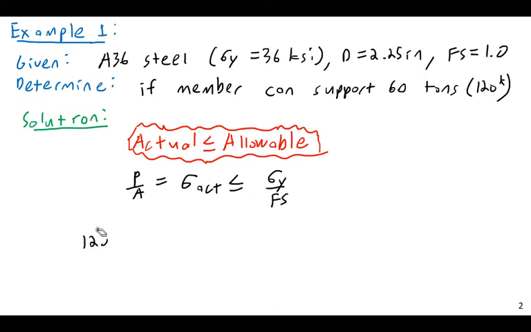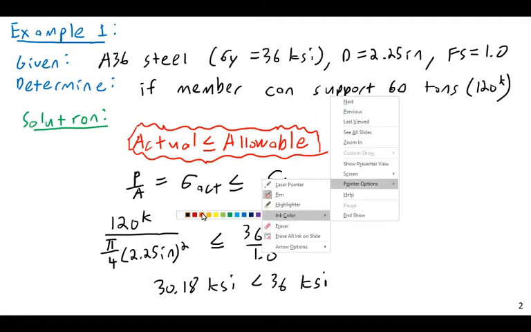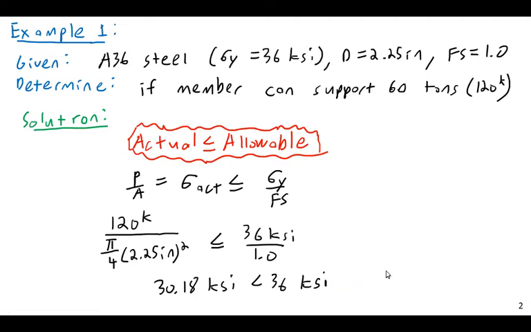120 kips over, well, the area is fairly simple, just pi d squared over 4, pi over 4 times 2.25 inches squared, is less than or equal to 36 KSI over 1.0, or 30.18 KSI is less than 36 KSI. So in other words, we're okay. The stress in the member, assuming a factor of safety of 1.0, is going to be under the yield stress. So this is okay, will not yield or crush.